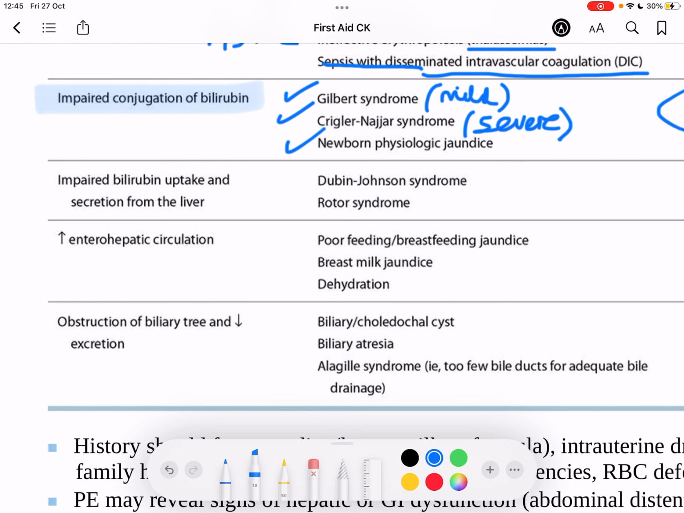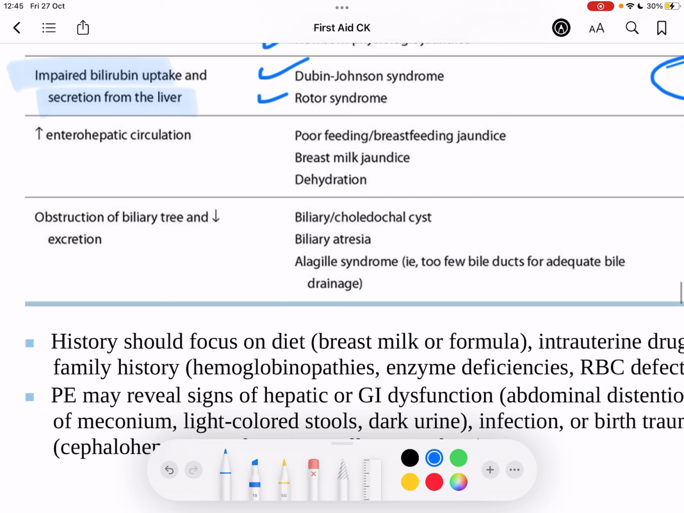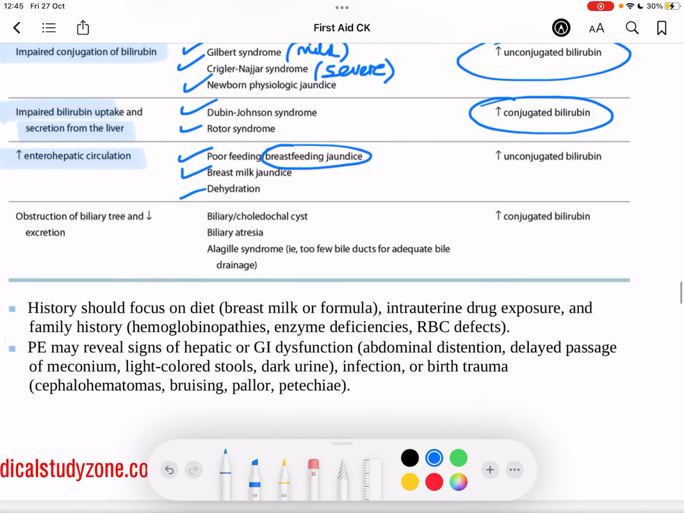What about if it's due to an impaired bilirubin uptake or an impaired secretion from the liver? Okay, so the hepatocytes are not taking up the bilirubin or the hepatocytes are not excreting the bilirubin. We've already discussed this, Dubin-Johnson syndrome and Rotor syndrome. But these patients are going to have an increase in conjugated bilirubin, of course. Maybe we have an increase in enterohepatic circulation. This can be induced due to poor feeding or our so-called breastfeeding jaundice, even breast milk jaundice, okay, and even dehydration as well. And these patients have an increase in unconjugated bilirubin.